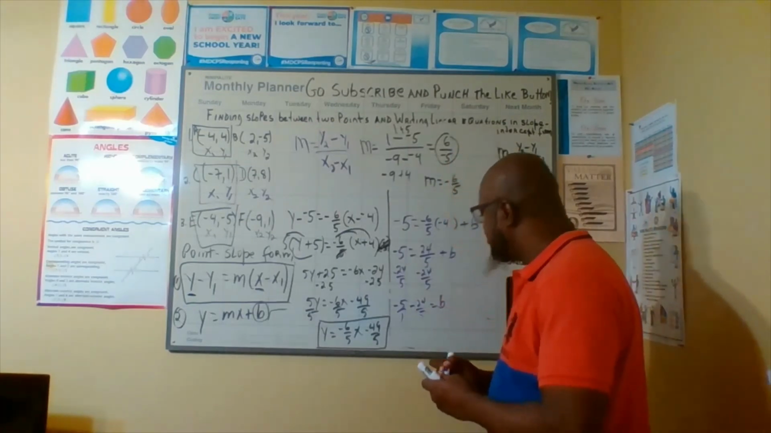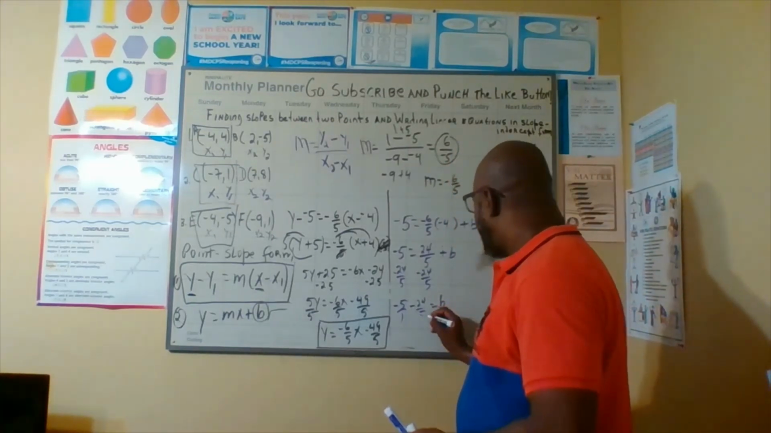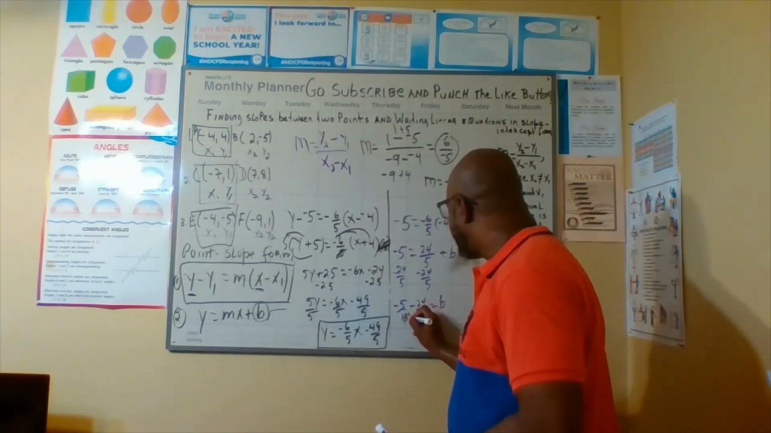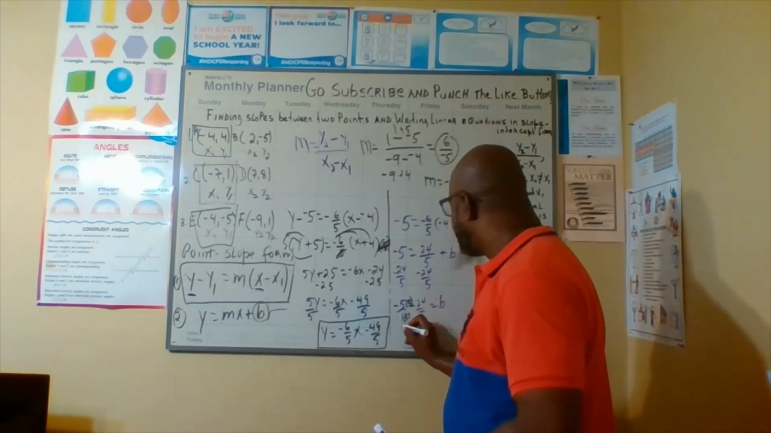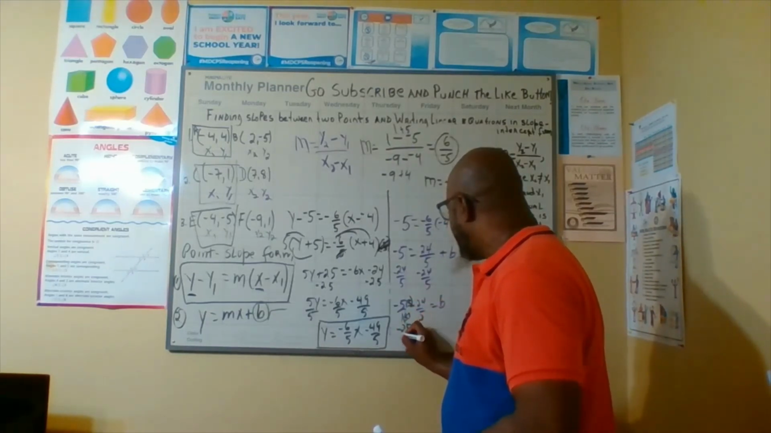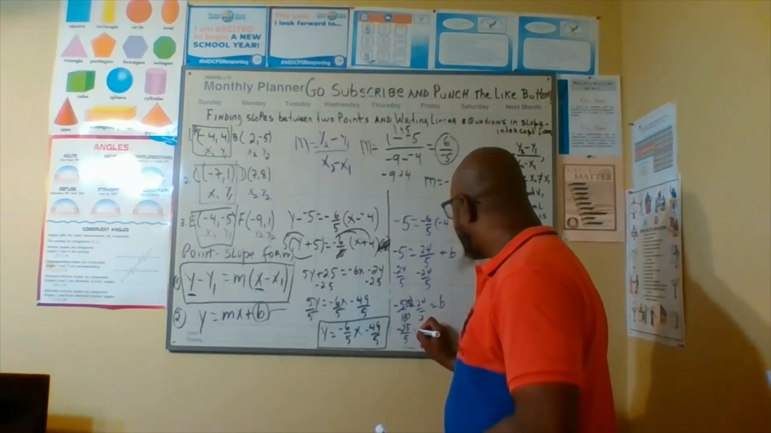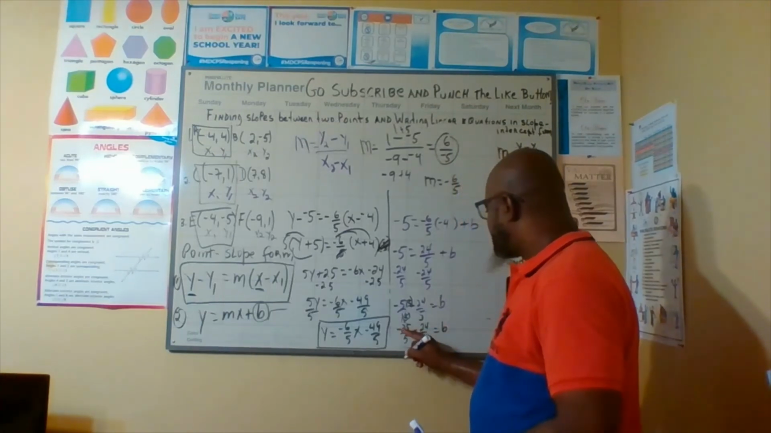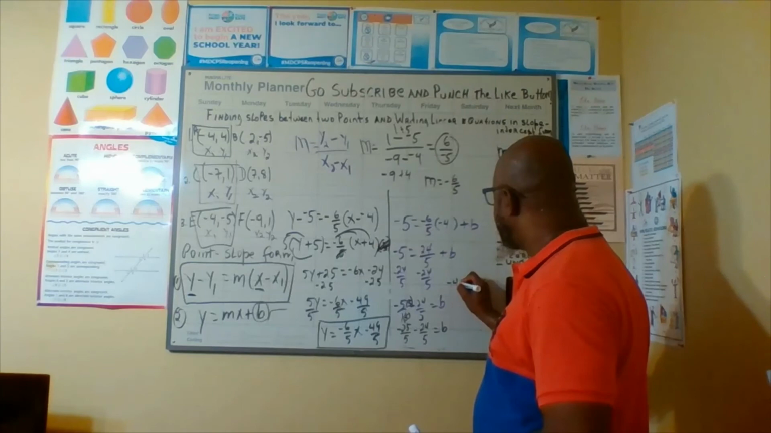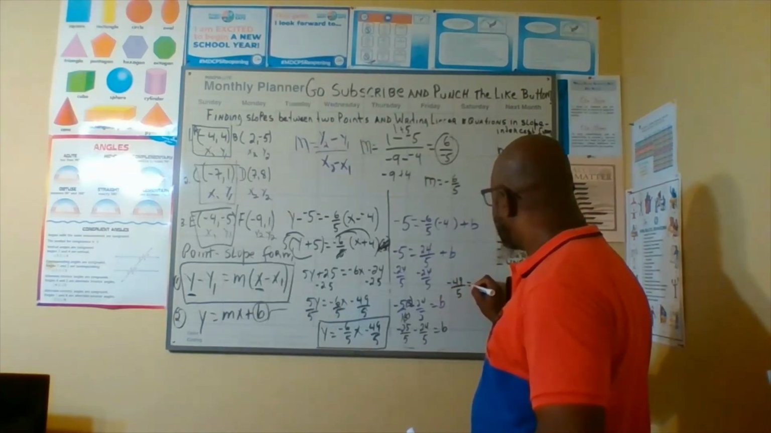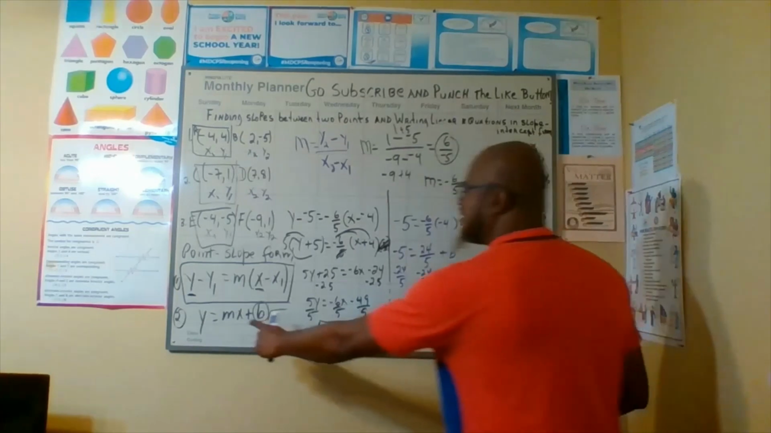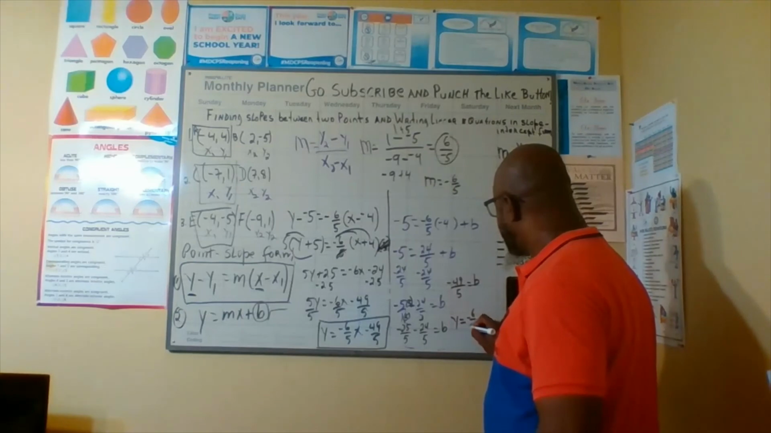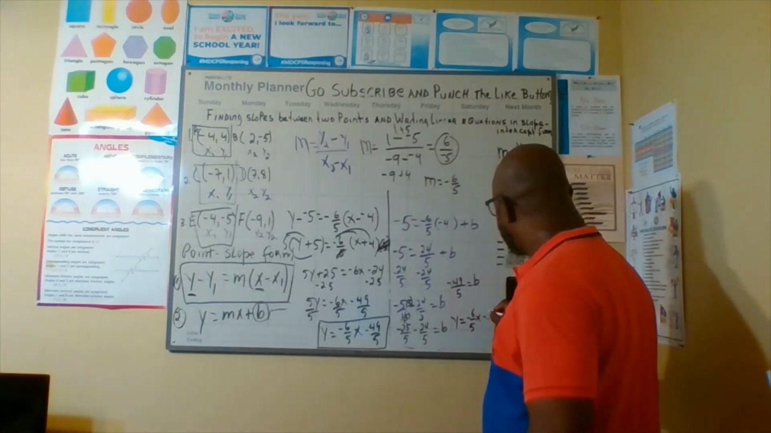So your goal is to get the denominator the same. 5 is my denominator. I want this to be 5 too. So I multiply this by 5. I must multiply numerator by 5. This is going to give me -25/5. That will give me -5 minus 24/5. That's b. Minus 25 minus 24 is -49/5. That's b. So I'm going to replace this m and b. So I'll have y equal -6/5 x minus 49/5.